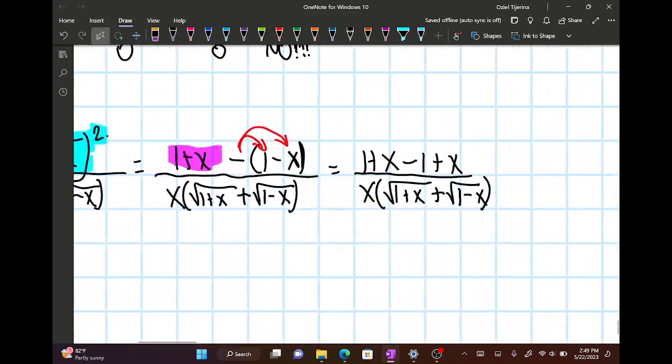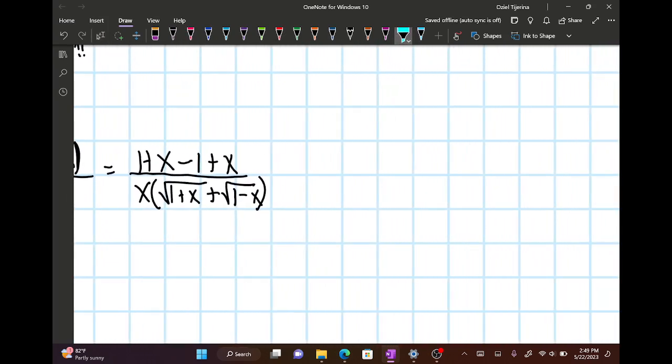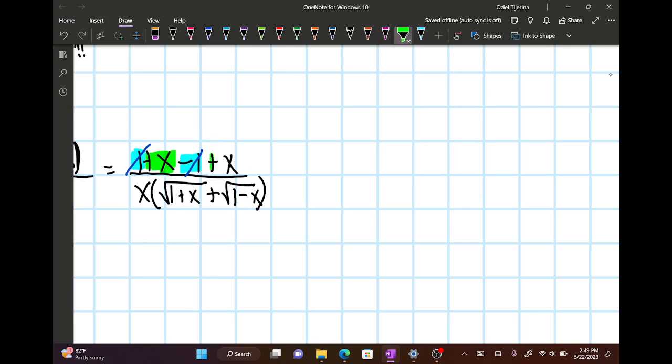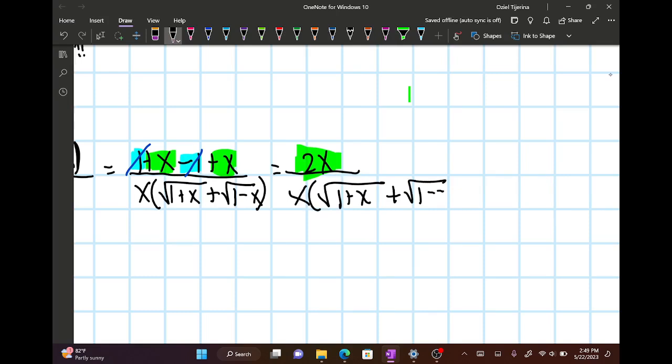Then we look at our like terms. It's just algebra at this point. We look at our like terms and we see that these two cancel out. And we also see that there are two x's here. So we're going to combine them and that'll give us 2x on the top. So this here on the top will be 2x, right? 2x here on the top. And then on the bottom is going to be x times the square root of 1 plus x plus the square root of 1 minus x.